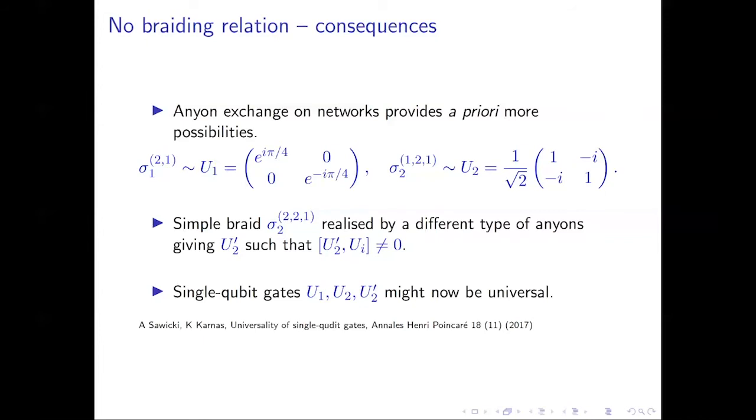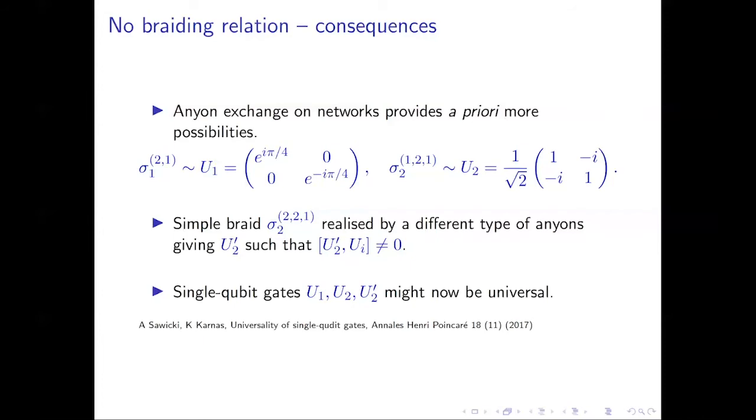Tomek, so there are some constraints on this U2 prime, or is it just arbitrary? So from the topological point of view, no, there are no constraints. So this is just completely a free group. It can be anything, any gate.